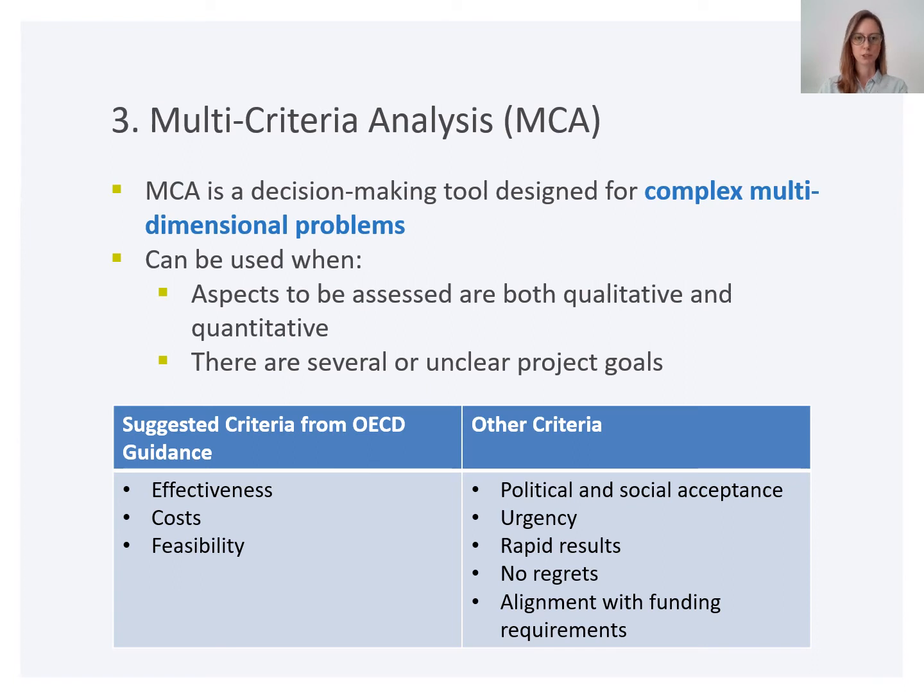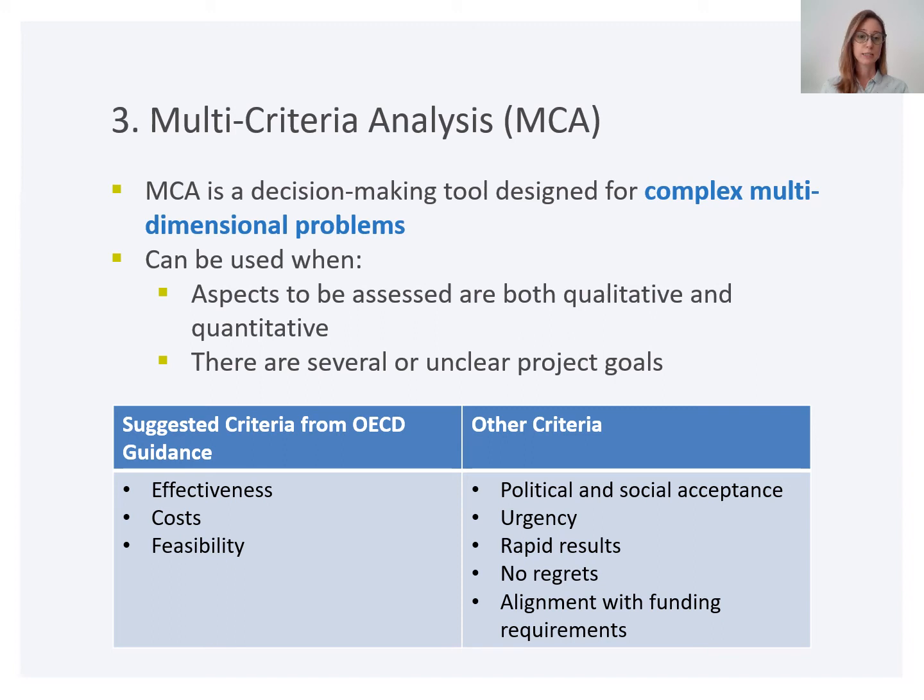The third approach that we'll talk about now is multi-criteria analysis. So multi-criteria analysis is a decision-making tool designed for really complex multi-dimensional problems. You might want to use this when certain aspects have to be assessed both qualitatively and quantitatively, or when there are several or kind of unclear project goals. And you can choose which criteria makes the most sense for your context.